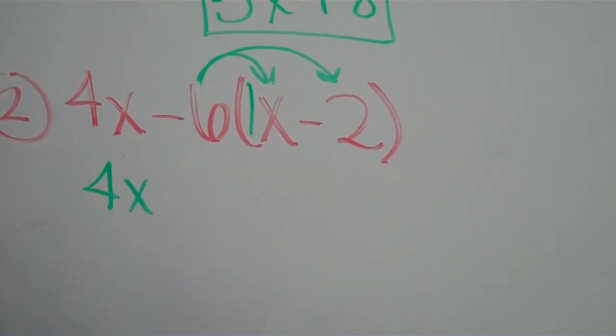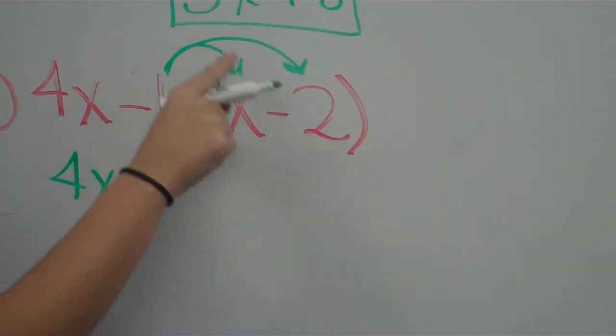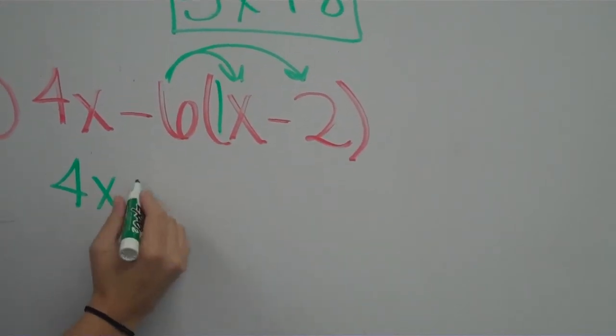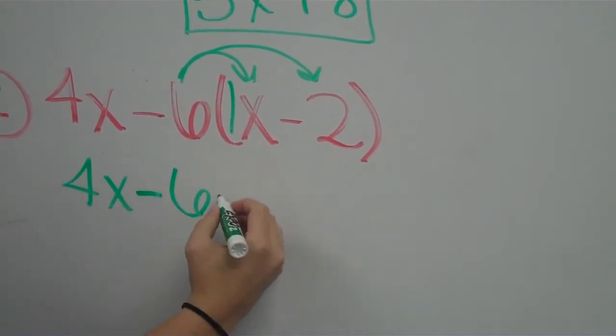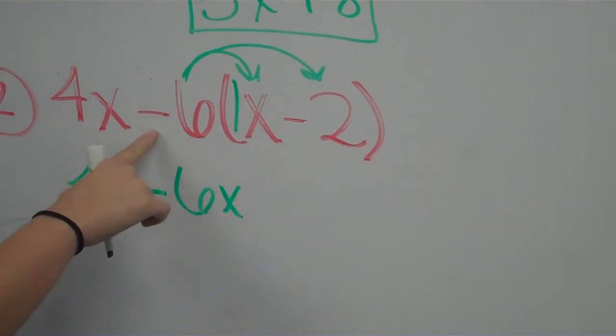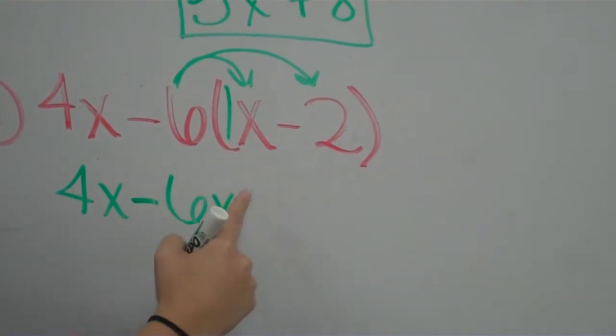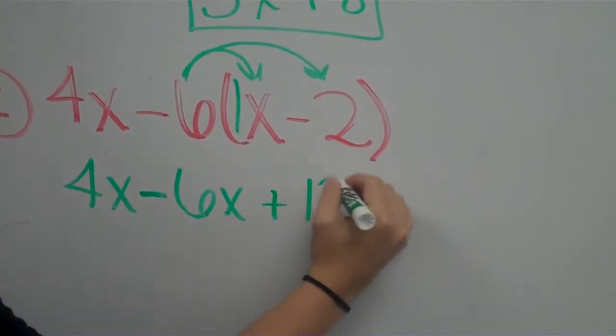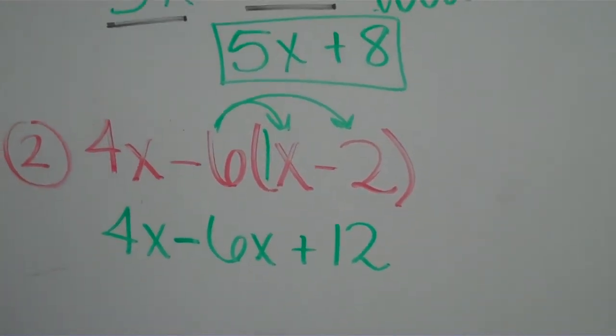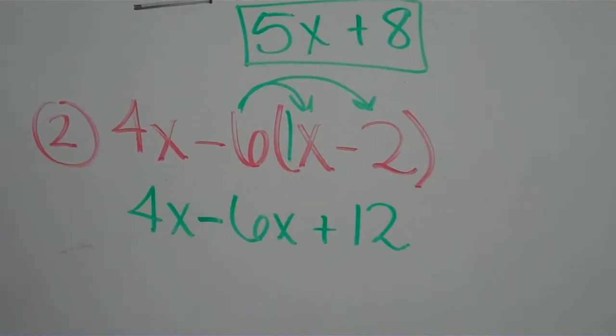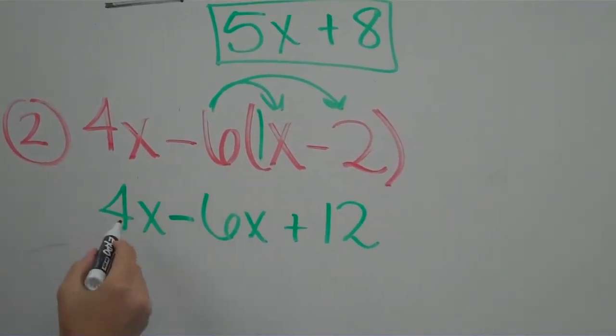So in your calculator, I'm going to do it in my head, but in your calculator, do negative 6 times 1, and that's negative 6, and bring your x down. And then negative 6 times negative 2 is a positive 12. So since it's positive, we put plus 12. So all we've done so far is distribute. Now we're going to combine our like terms.